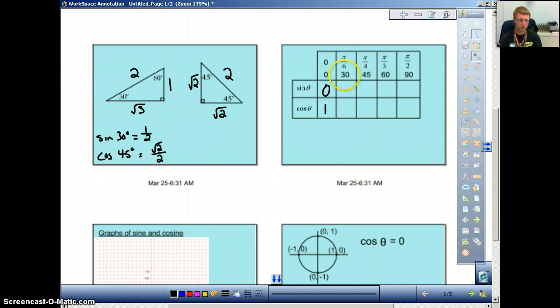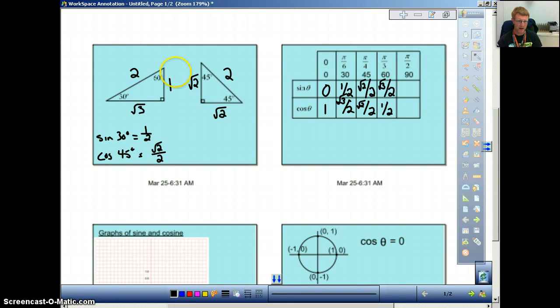Now we go across. Pi over 6 and 30 degrees are the same thing. Let's look at this. Sine of 30, we've already defined it as being 1 over 2. Cosine of 30, adjacent over hypotenuse, square root of 3 over 2. Okay? Sine of 45, square root of 2 over 2, opposite over hypotenuse. Cosine, adjacent over hypotenuse, square root of 2 over 2. Go to 60 degrees. Sine, opposite, square root of 3 over hypotenuse, square root of 3 over 2. And then the cosine, adjacent, 1 over 2.